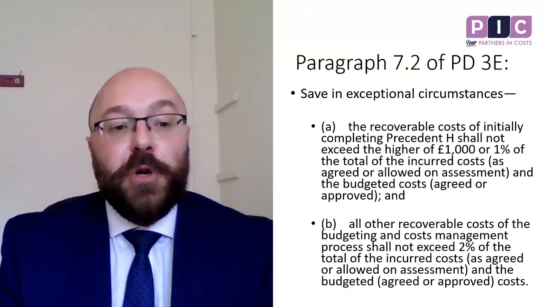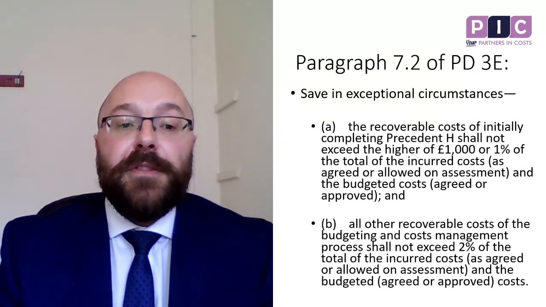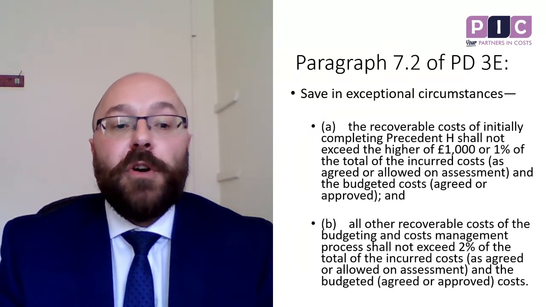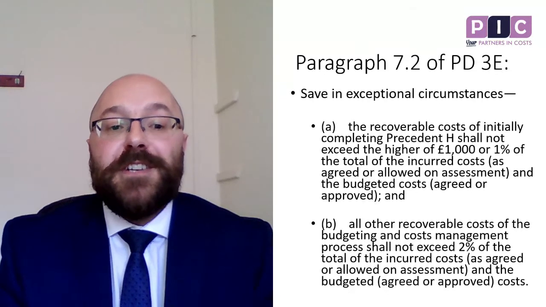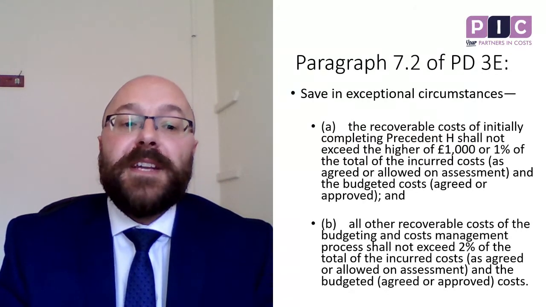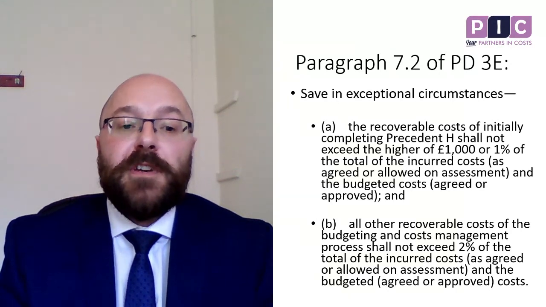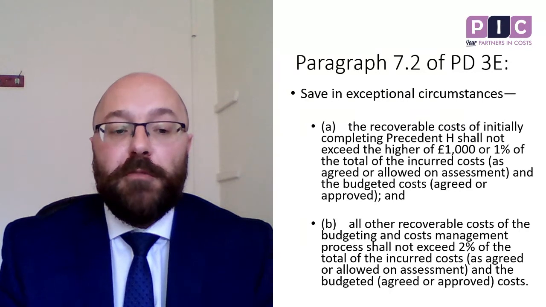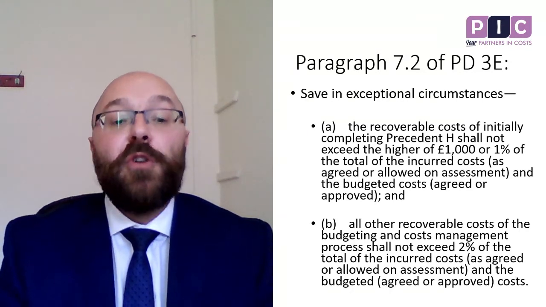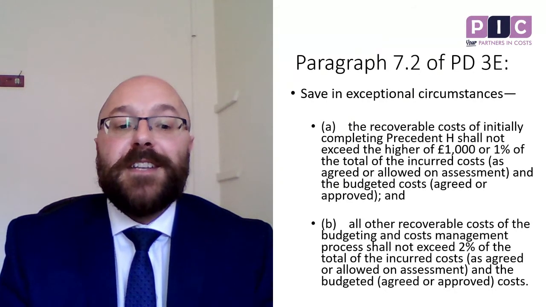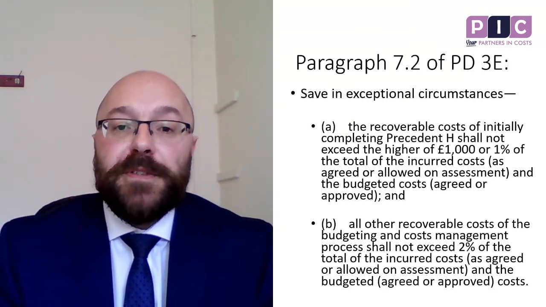Well, per paragraph 7.2 of Practice Direction 3E, save in exceptional circumstances, the recoverable costs of initially completing Precedent H shall not exceed the higher of £1,000 or 1% of the total of the incurred costs as agreed or allowed on assessment and the budgeted costs as agreed or approved. And secondly, all other recoverable costs of the budgeting and cost management process shall not exceed 2% of those figures.